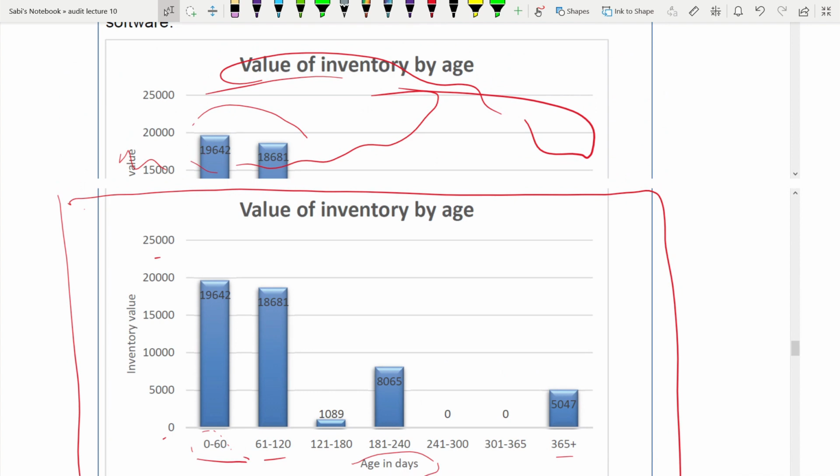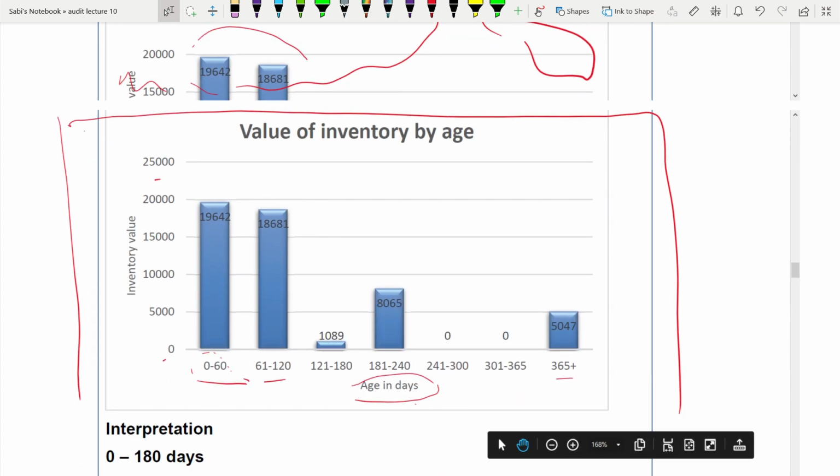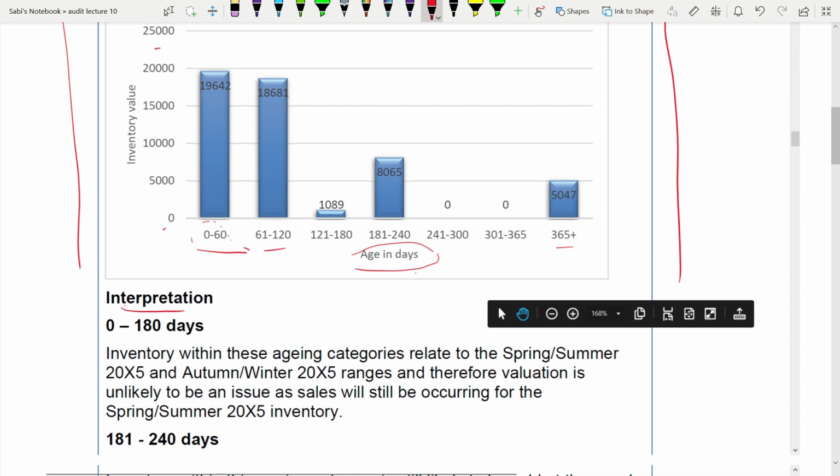Let's say this is your exam and in your AAA this much information is given. Now how do you interpret this information? That is your challenge. So this is the answer, the interpretation. This is what you have to do in your exam. Let's see how they have interpreted.